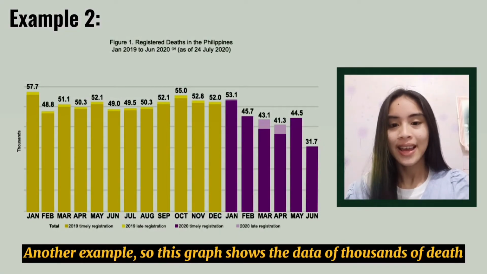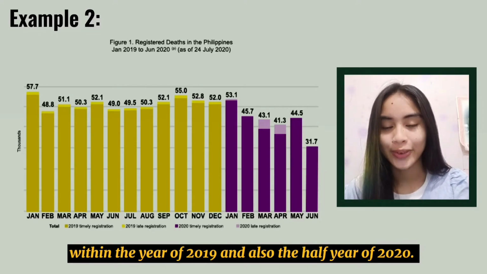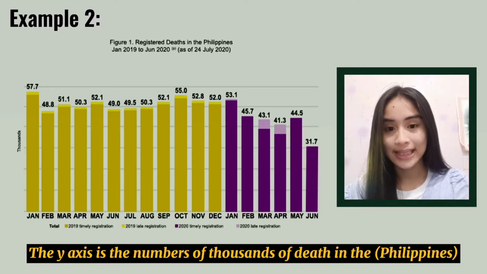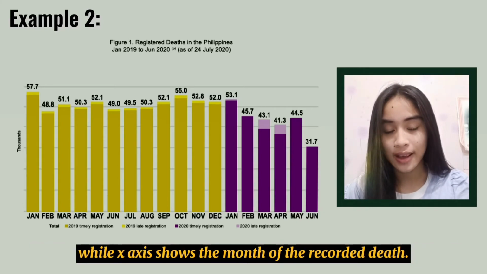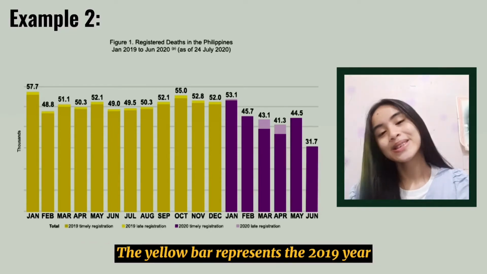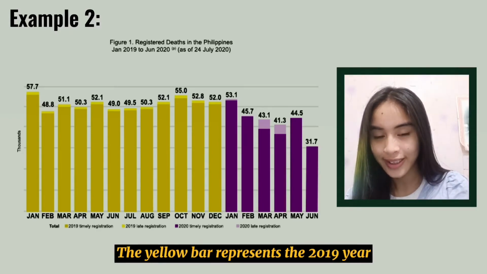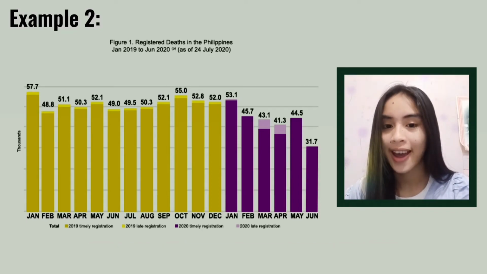Another example. This graph shows the thousands of deaths within the year of 2019 and also the half year of 2020. The y-axis is the number of thousands of deaths, while the x-axis is the month of recorded death. The yellow bar represents the 2019 year and the violet bar represents the 2020 half year.